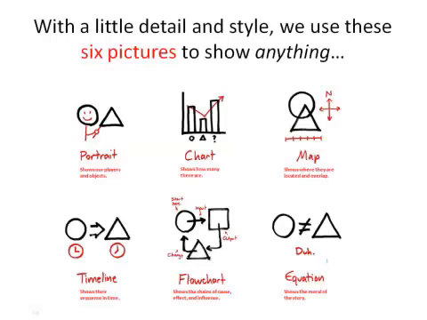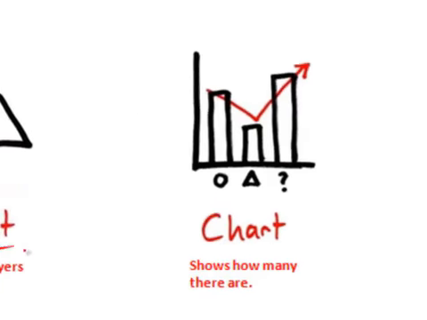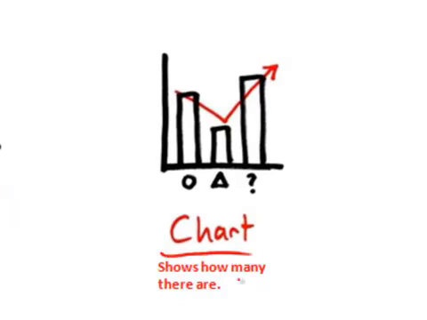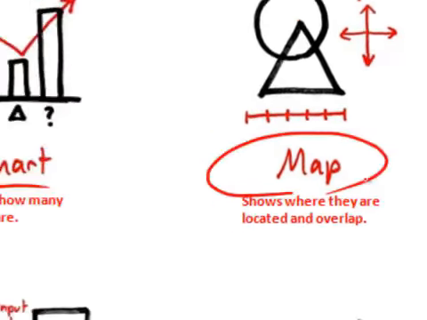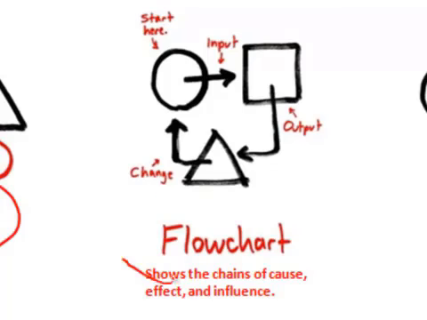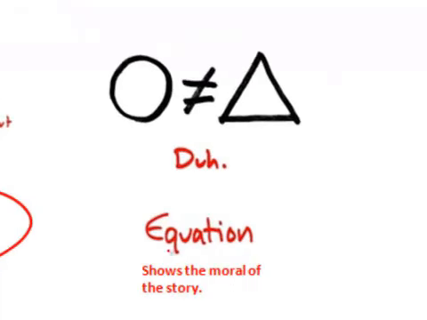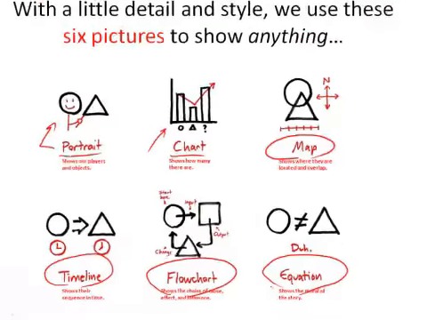Which tells us, are those pictures hard to draw? They are not. Because if we just start out with the very simple basics, we will find that our picture of who and what becomes a little portrait. Our picture of how much gives us a chart. Our picture of where gives us a map. Our picture of when gives us a timeline. Our picture of how gives us a flowchart. And our picture of why gives us something we're going to call a visual equation.